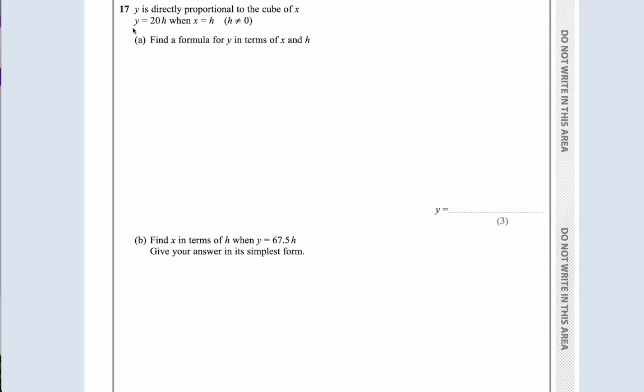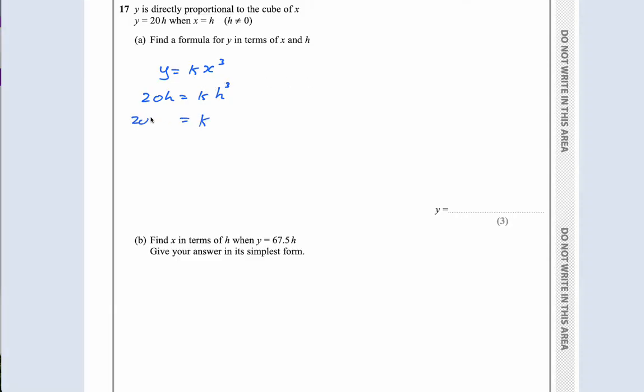Question 17. Y is directly proportional to the cube of x. So straight away, I'm going to write y equals kx cubed. Directly proportional, so it's equal to k times x cubed. Y is 20h when x is h. I'm going to put 20h for y, and h for x, like they've said. And then I can just find k.